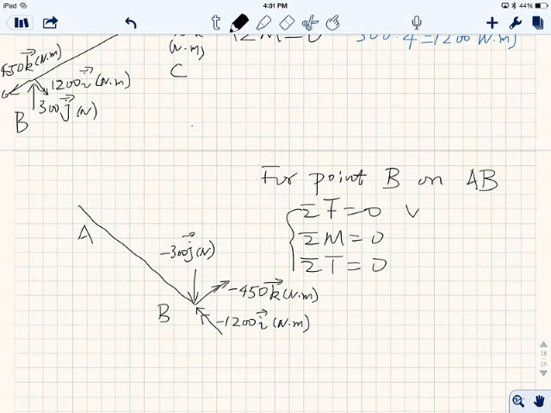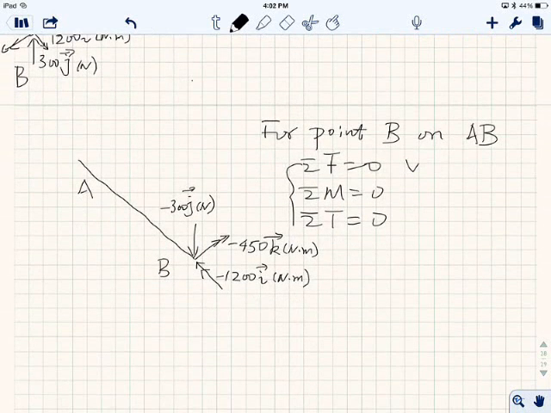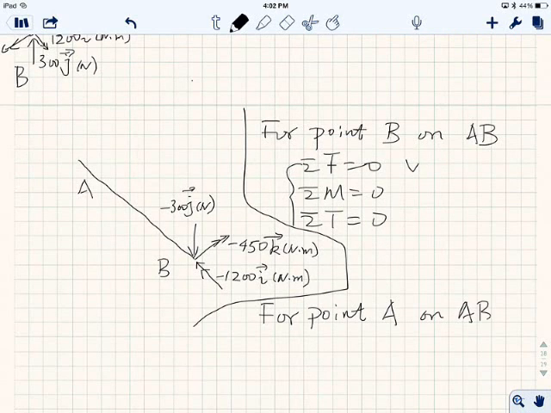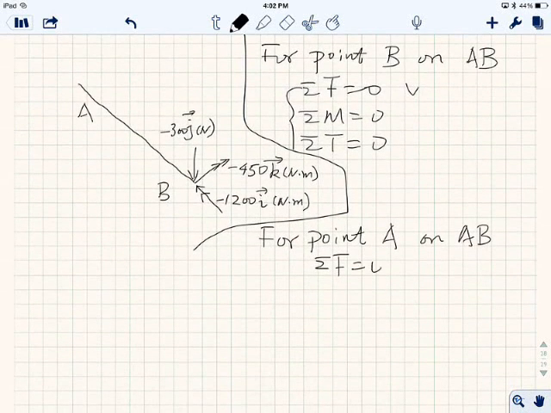Okay? All right. So next thing will be finding out everything for point A, right? For point A on AB, we do the same thing. Summation M is 0 and summation T is 0. Okay, so first of all, force is easy, so you have a negative 300. You gotta have a positive 300.